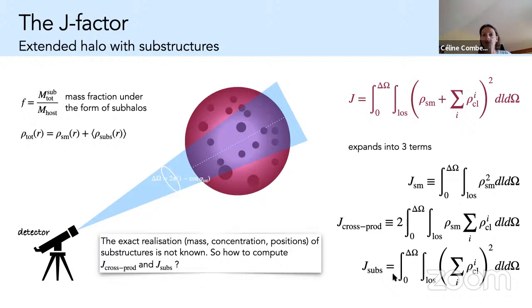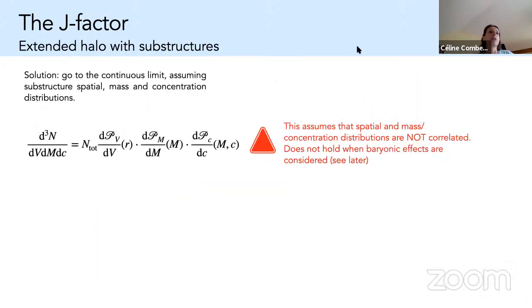So the way to get across this is to move to the continuous limit and use a distribution function. Here, I'm going to say that the number of halos I have in a mass interval dm, in a volume dV, and in a concentration range dc is equal to the total number of halos times the distribution, with the spatial distribution, the mass distribution, and the concentration distribution. Remember from the first part of the lecture that if I have mass and concentration, your dark matter halo profile is fully determined.